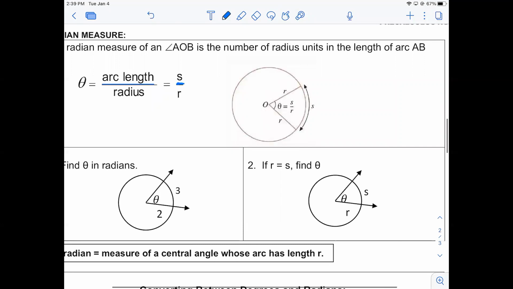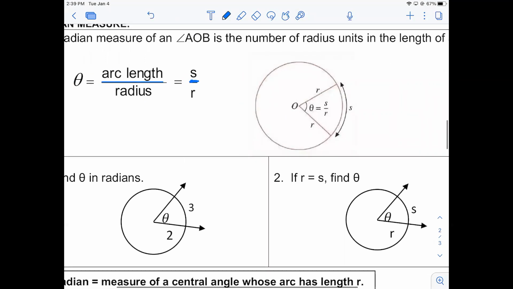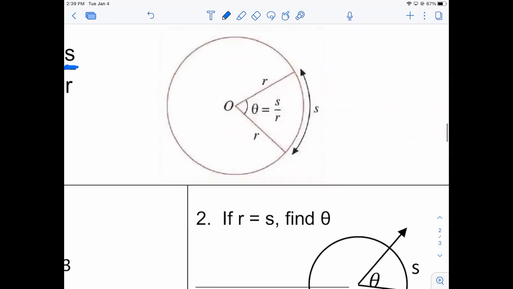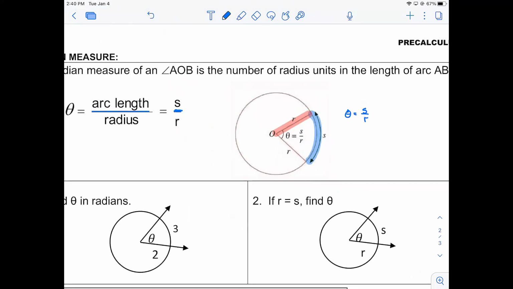So looking at this picture, when I'm trying to find the arc length of my theta right here, S is this distance from here to here. That's the length of my arc inside of my angle that I'm talking about. And then R is my radius. So here's my radius right there. So to be able to find theta, all I have to do is take S divided by my R to give me the radian measure of that angle.